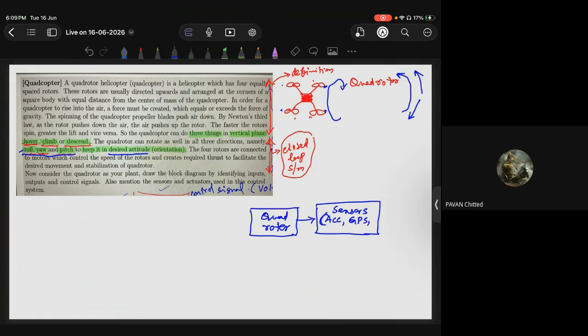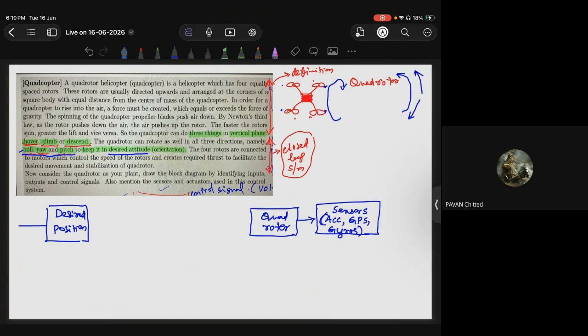I can also measure its position using GPS. I can also use some gyros to see its orientation. Now let us say the quad is at 1 meter, and I want the quad to go to a height of 2 meters. So first, what I want to have is a desired position, the 2 meter height.